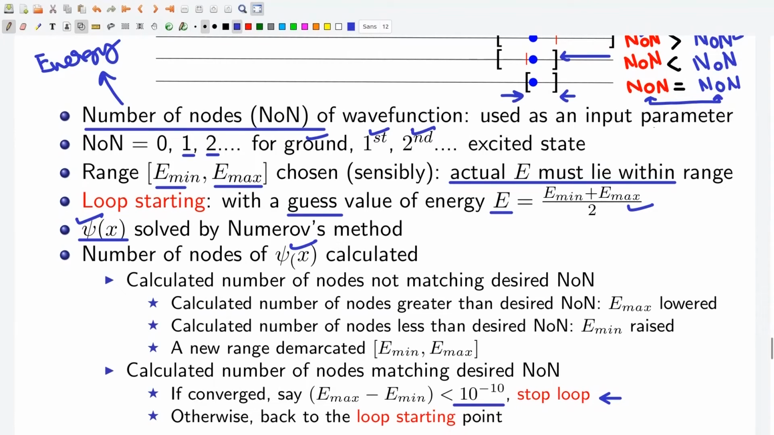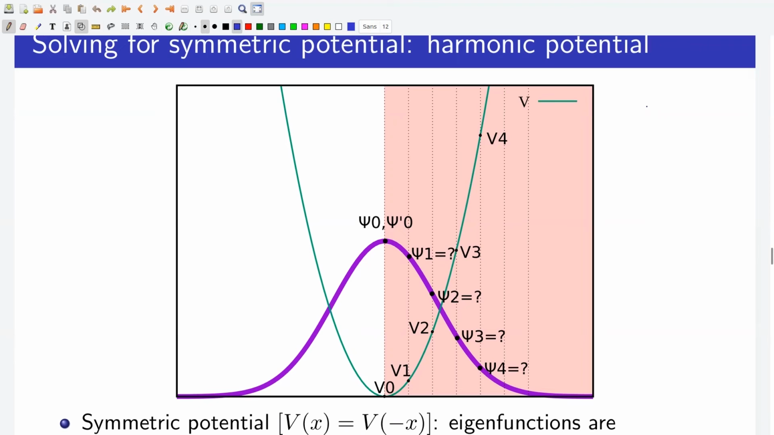In that case, I say that the loop has converged and then the solution has been achieved. We are going to solve the time-independent Schrodinger equation numerically for two symmetric potentials. The first one is harmonic potential, for which we know the analytical solutions. We can match the numerical and analytical results to verify whether the code is written correctly or not.